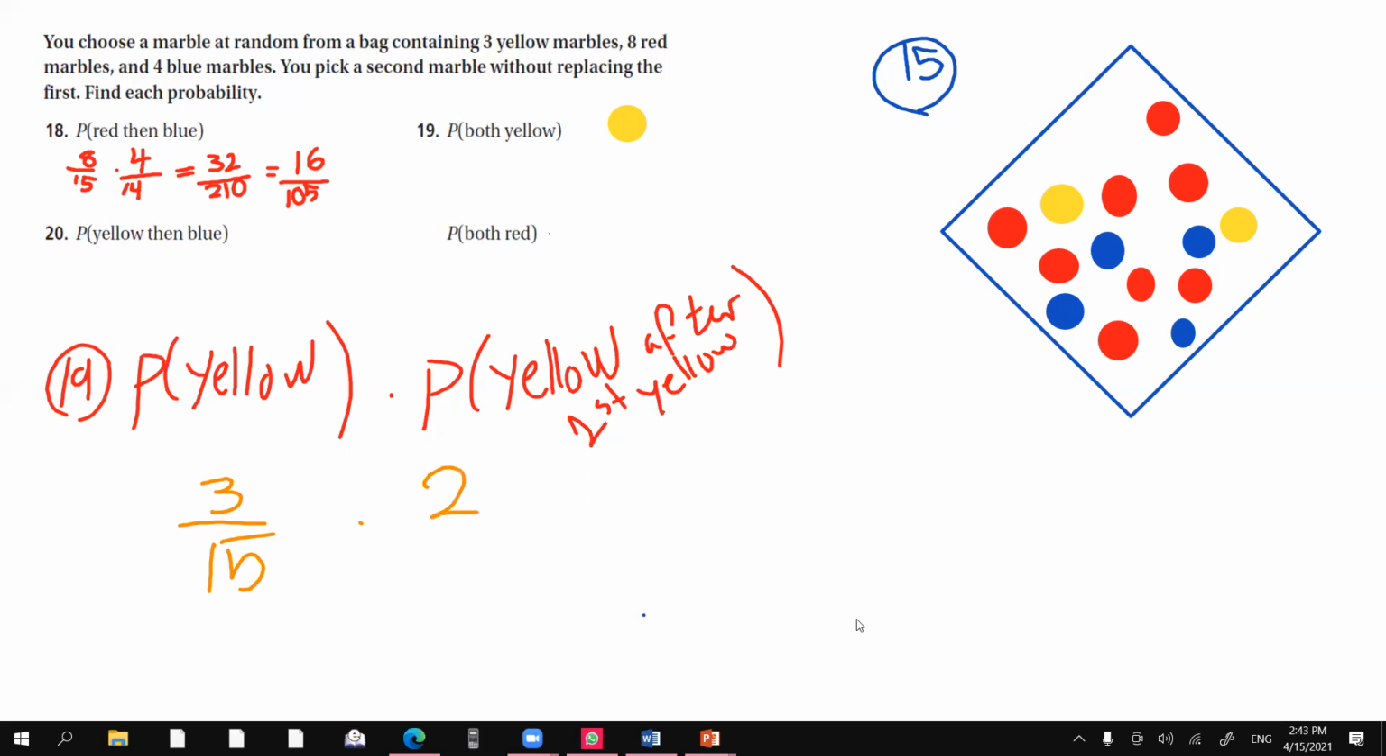After I took the yellow and put it in my hand, I have 2 only yellow. And how many balls are left now? 14, because I take one of them. So we have 6 over 210, or 3 over 105.